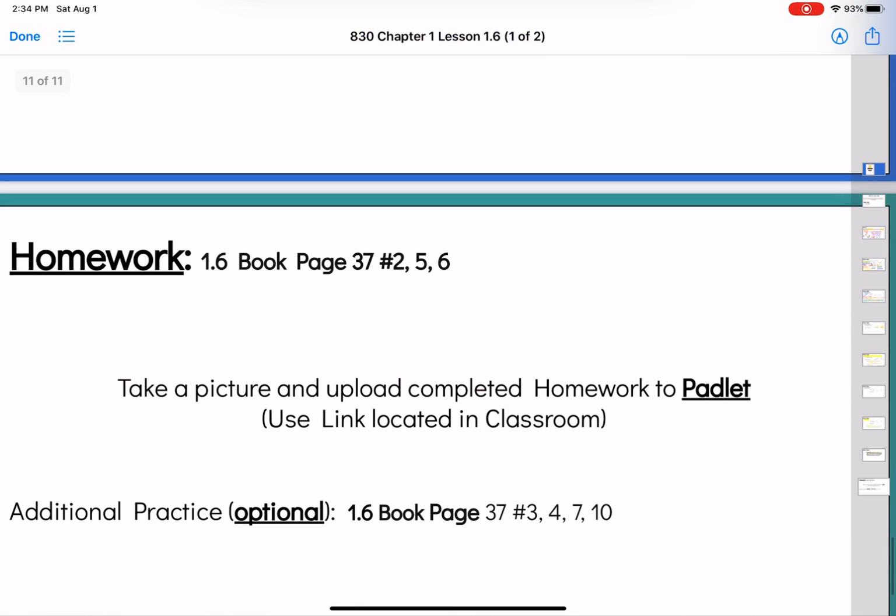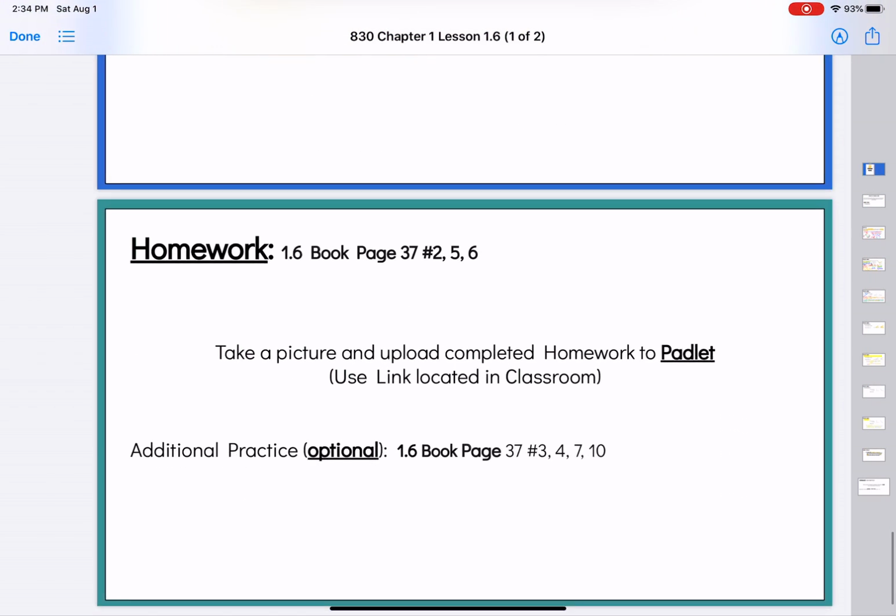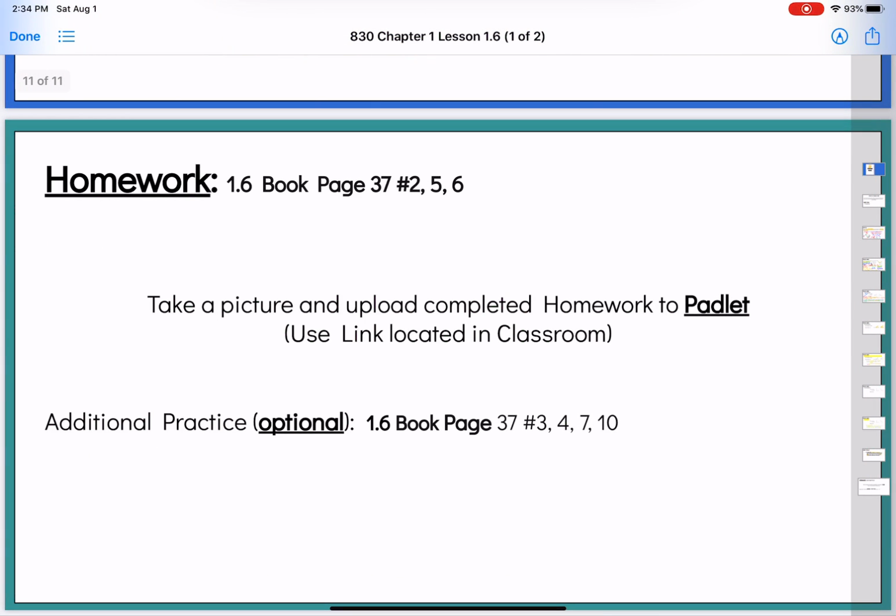Okay, so then your homework is right down here, page 37 from 1.6, and you also have some extra practice there. Just remember when you're looking at the answer key, that's one way to do it. Your sentences do not have to look exactly the same as the answer key, but make sure that you've included those whys whenever you have written a statement.